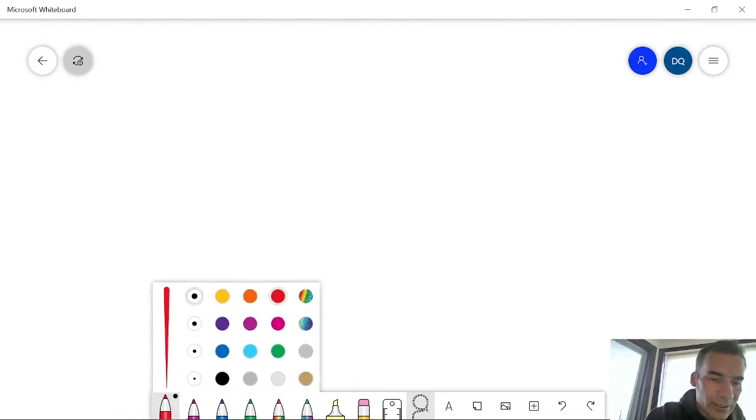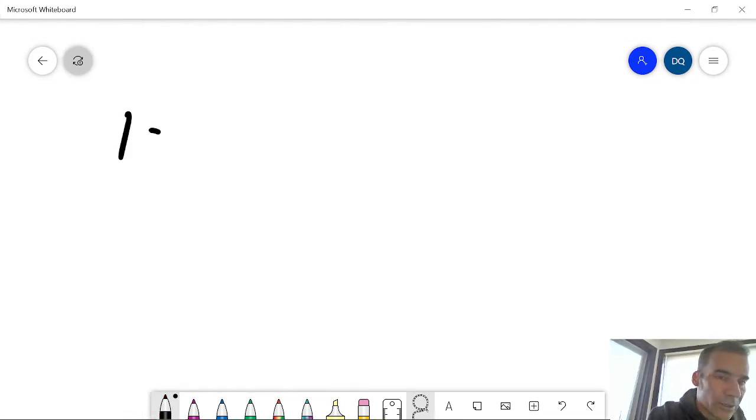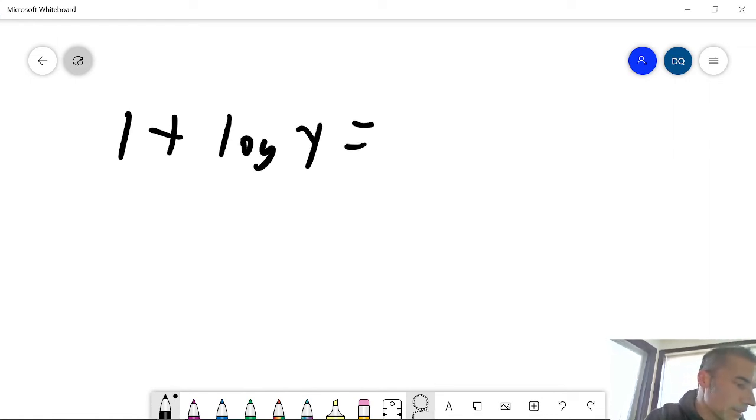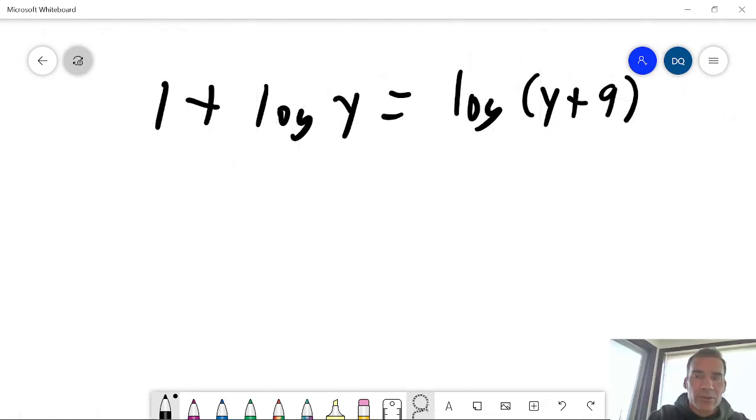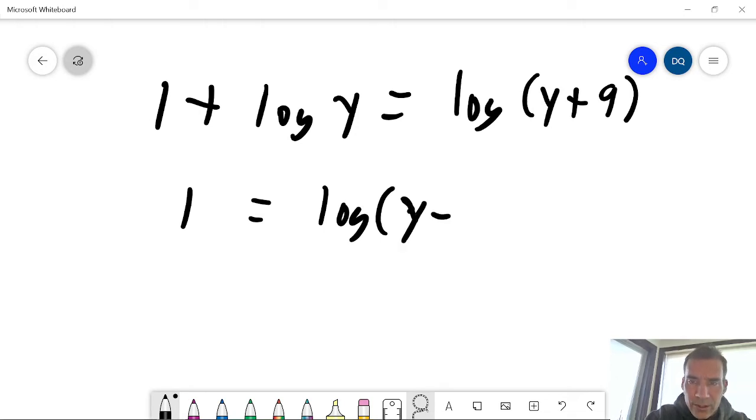So now I've got 1 plus the log of y is equal to the log of y plus 9. Now the problem here is, how do I end up with a solution where I just have a log on each side, when I actually have 3 terms here, not 2? So I'll leave the 1 here, and I've got the log of y plus 9 minus the log of y.